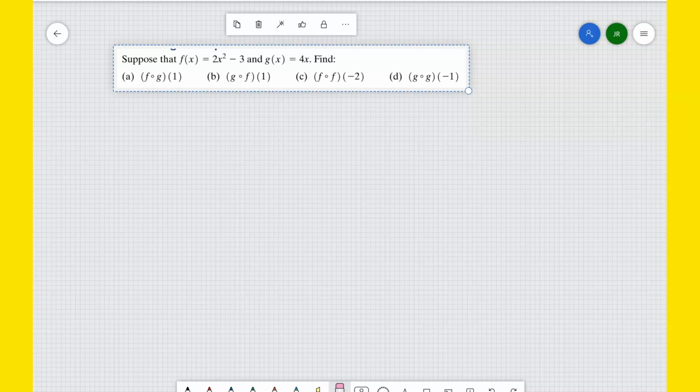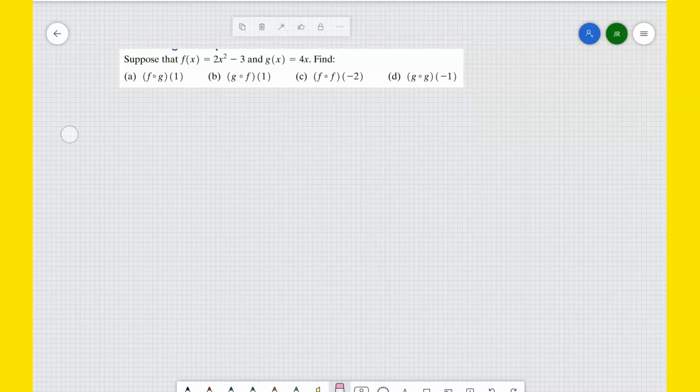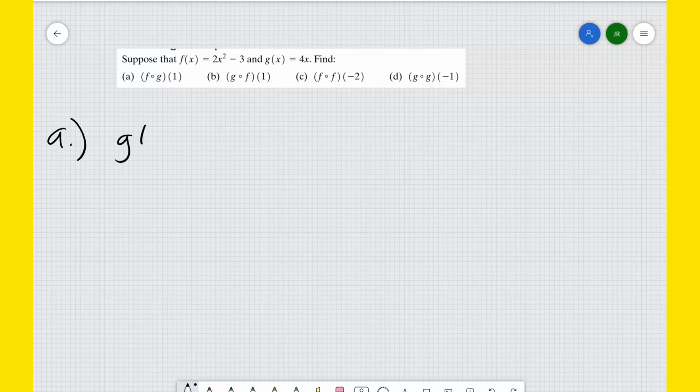So let's try to do this example based on what we've just said. If you want to go ahead and pause it and try these yourself, you can do that. But part A, f of g of 1, that means I'm doing g of 1 first. So that means I'm plugging 1 into the g function, so 4 times 1, which is 4.